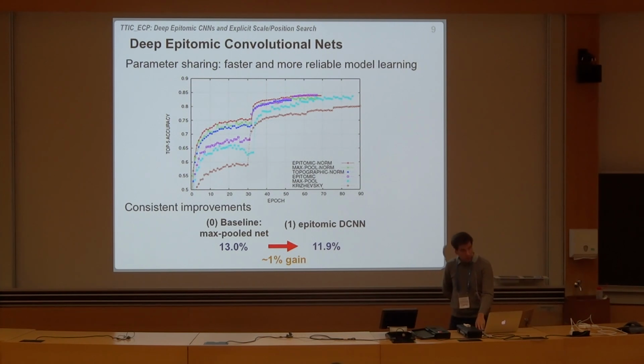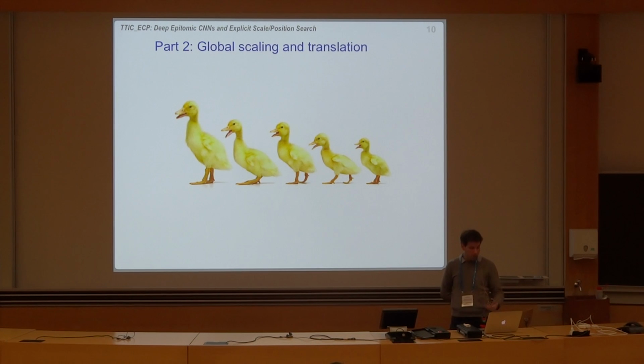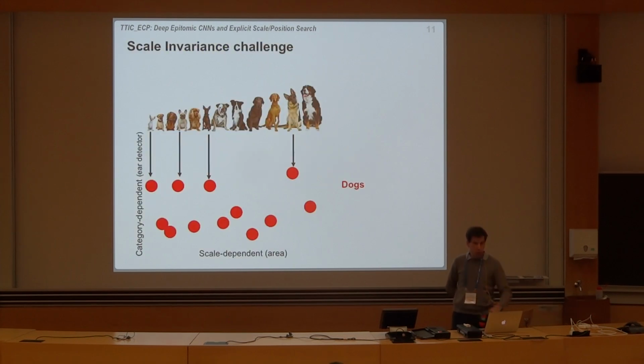Now, the second part of the talk is about dealing with global scaling and translation. How can we deal with that when training a deep network? I'll start with a brief introduction about scale, and we'll see that translation comes out naturally and for free. Let's say that we want to classify dogs, and we have these training samples. Here the setup is that we have horizontally a scale-dependent feature and vertically a category-dependent feature. Let's say that this is detecting whether the image has ear-like structures.